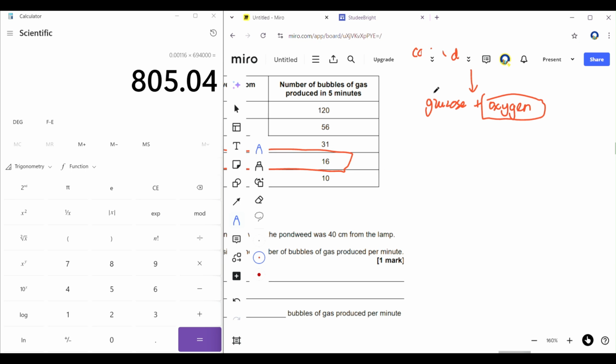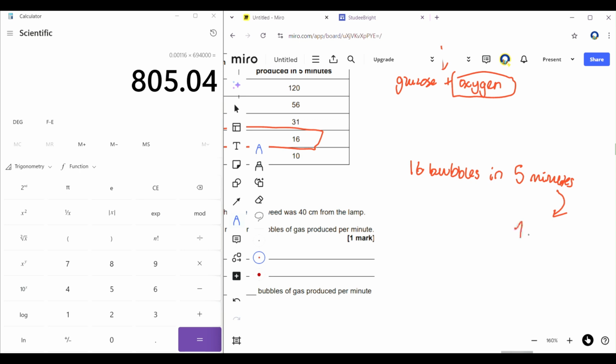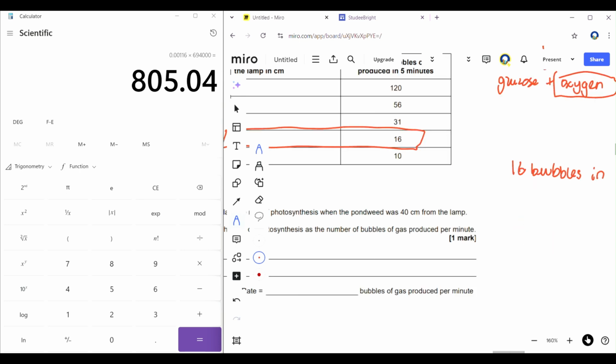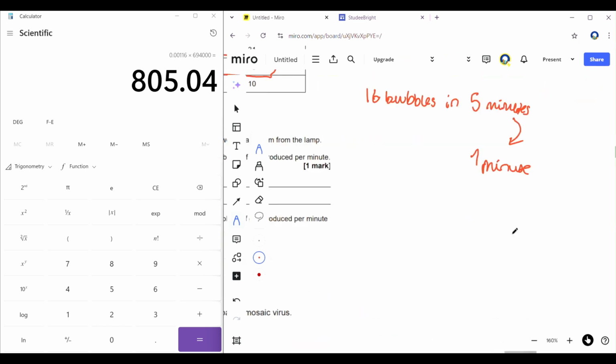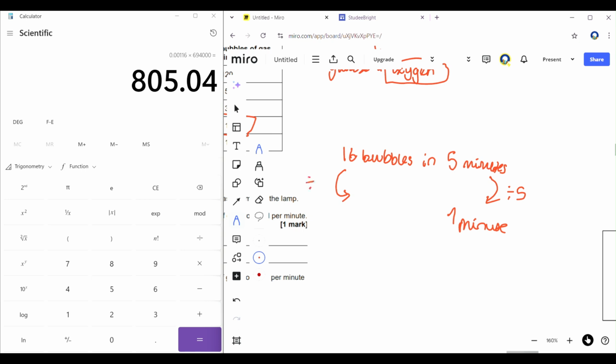Again, we're going to do the same ratio thing that we did before. So 16 bubbles in 5 minutes. How much was it in 1 minute? Because we want to know the number of bubbles of gas produced per minute. So we want the average over 1 minute. What is it in 1 minute? So we are dividing by 5 here, and we have to do the same to the other side. This is basically ratio. Divide by 5.